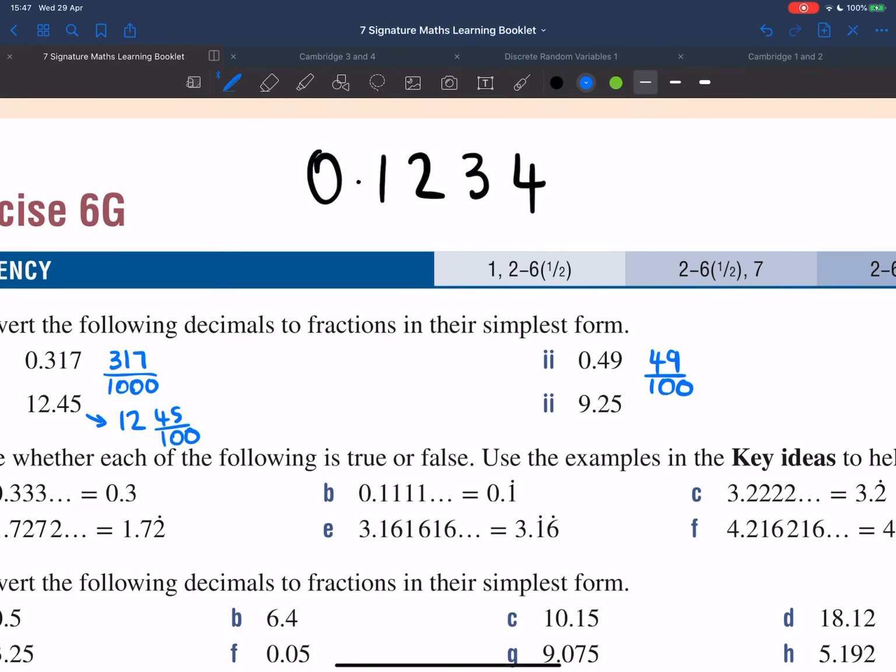And so over here, you would do something very similar. You would write 9, because the whole number is 9, there are 9. But then there's 0.25, which is 25 hundredths. How did I know there were hundredths? Because there are 2 numbers after the decimal here.